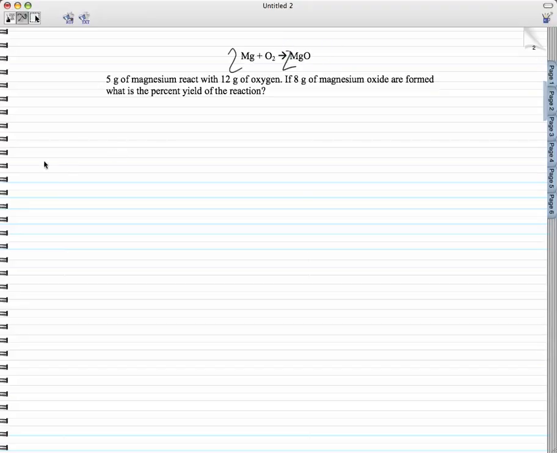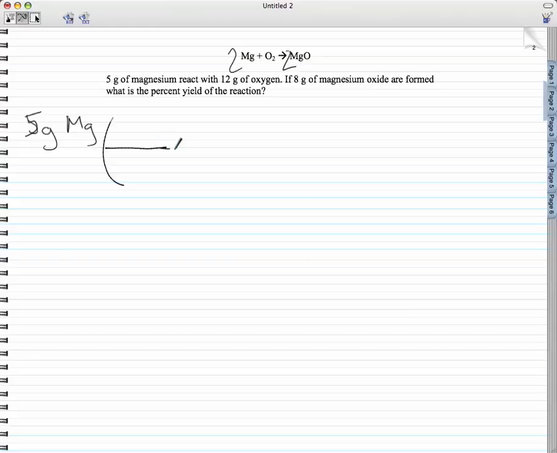Okay, and the way I like to think about that, so if we were to fully react this 5 grams of magnesium, how much oxygen would we use up? How much would we need? And we compare it to what we actually have. So if we're comparing this stuff, what we really need to compare is moles. So moles are what really reacts.